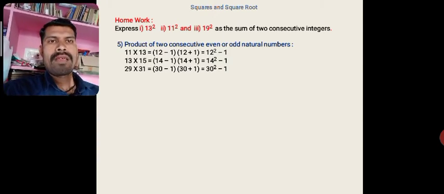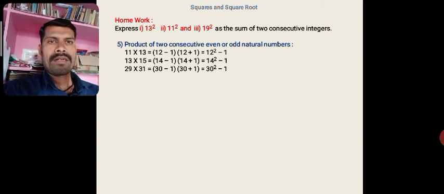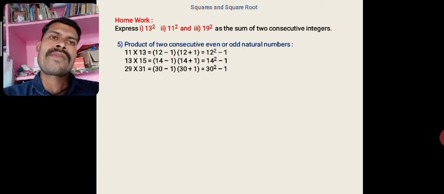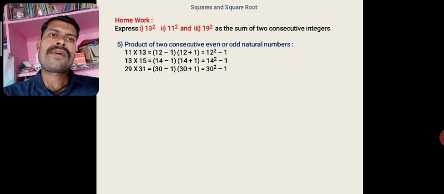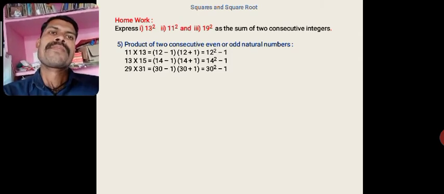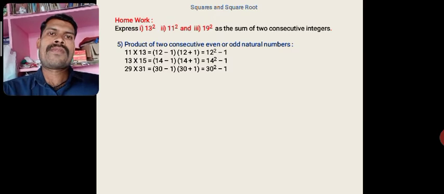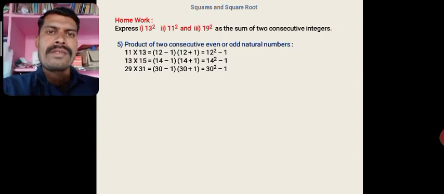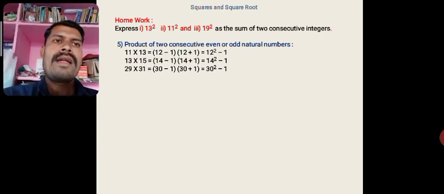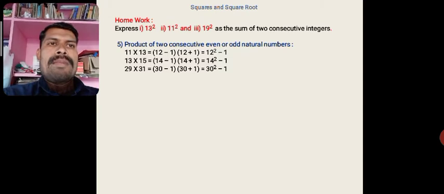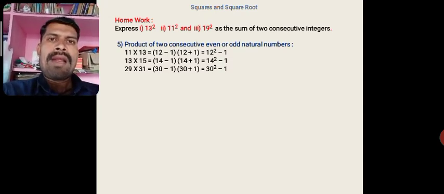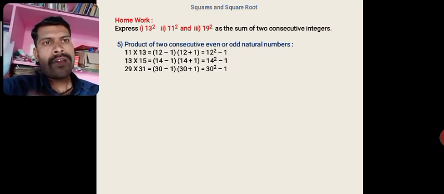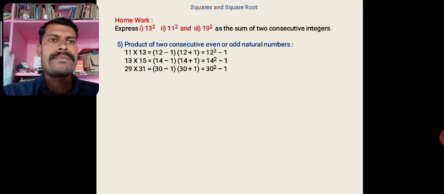You can go for one more here, 29 and 31. Take the product of those two consecutive odd numbers. 29 is 1 less than 30, 31 is 1 more than 30. So that is 30 minus 1 into 30 plus 1, which is the same as 30 square minus 1. So this is the rule behind this. That means when 1 is subtracted from any perfect square number, we can represent that as the product of two consecutive even or odd natural numbers here.